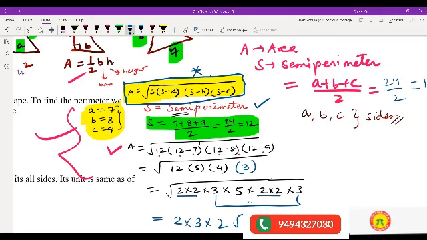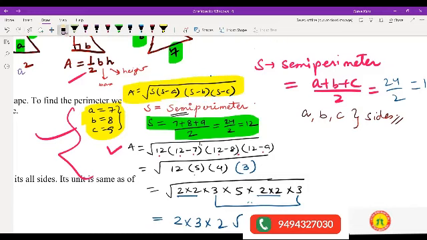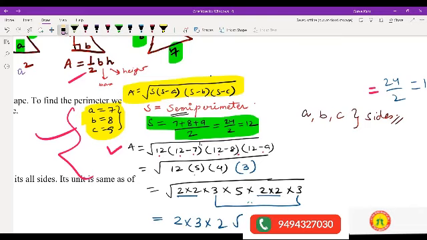That's all. And after knowing S, A, B, C, you just put these values in this formula. Okay, solve in your notebook what you're getting. Just a second. For what question, sir? The 7, 8, 9? Yeah, 7, 8, 9, yes.